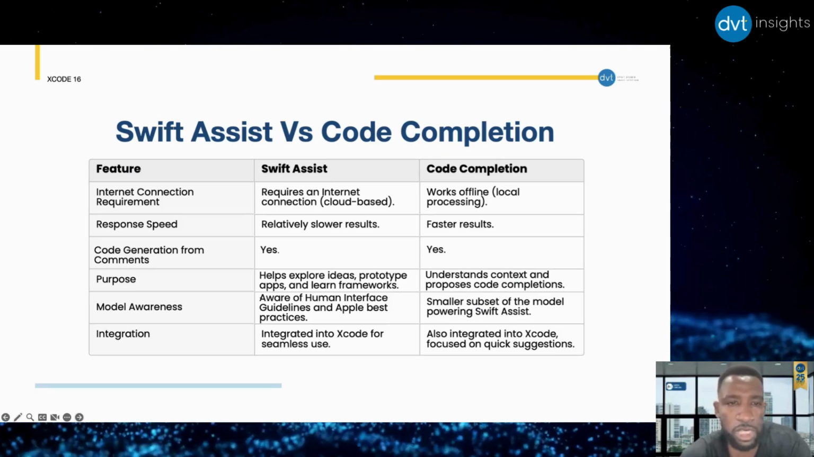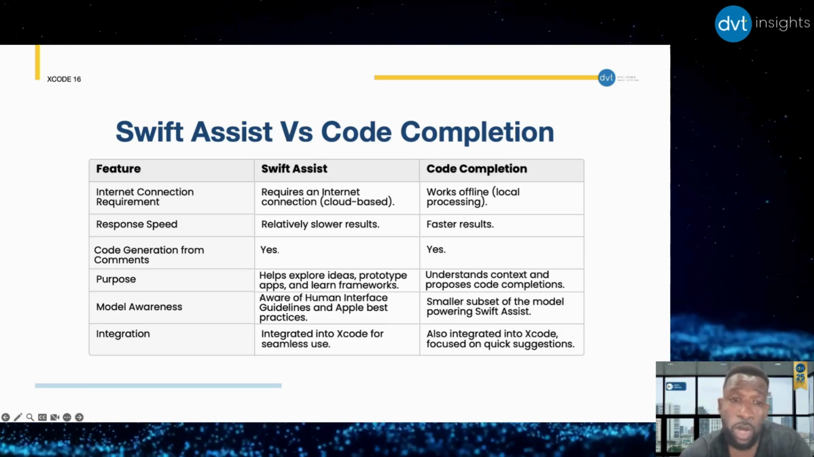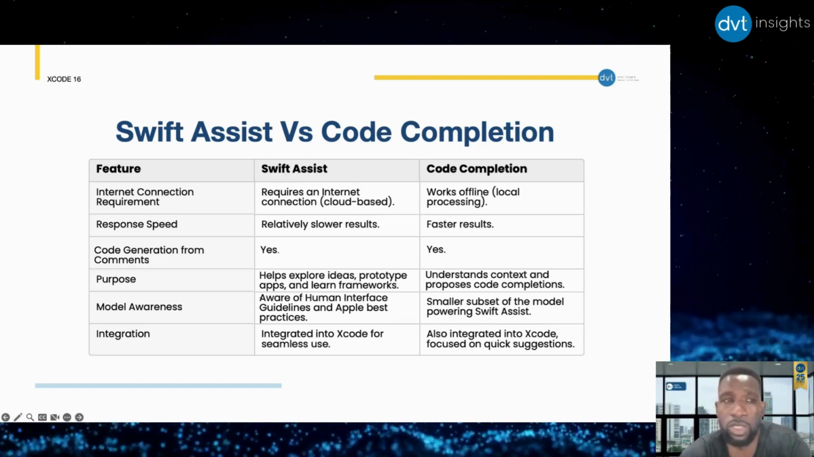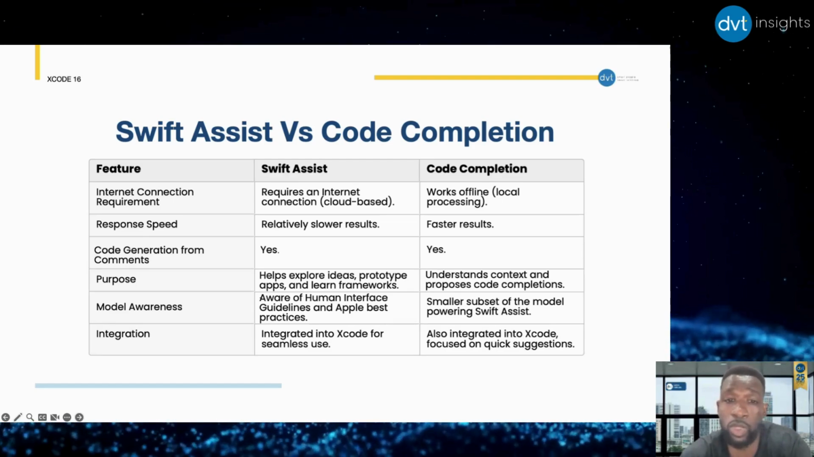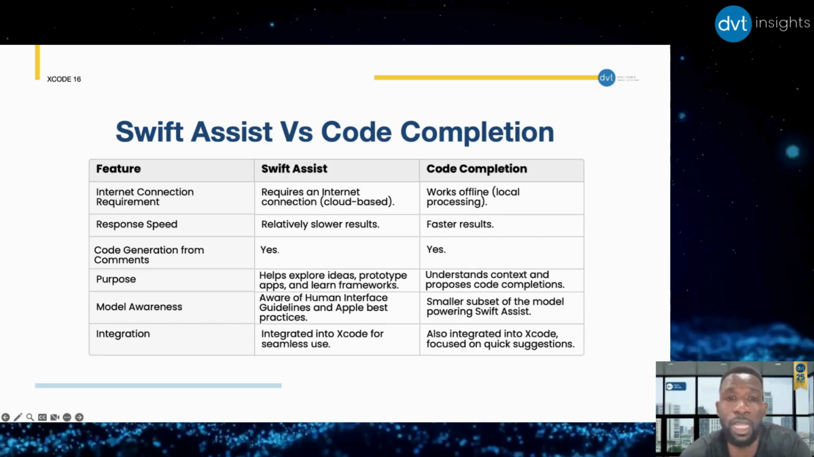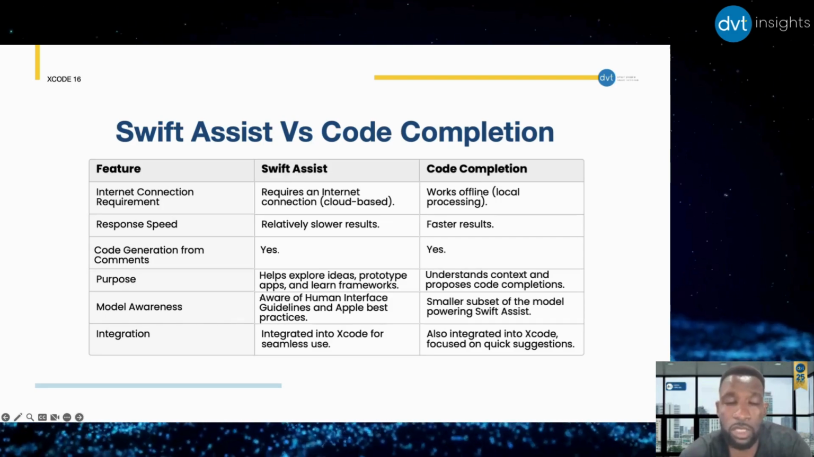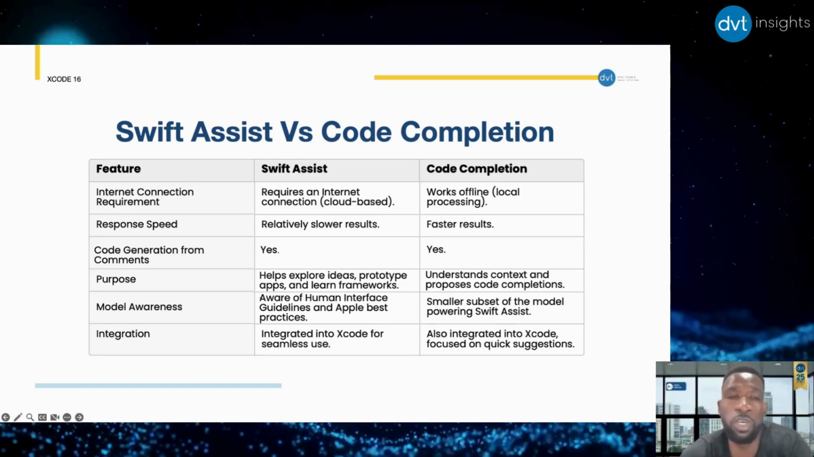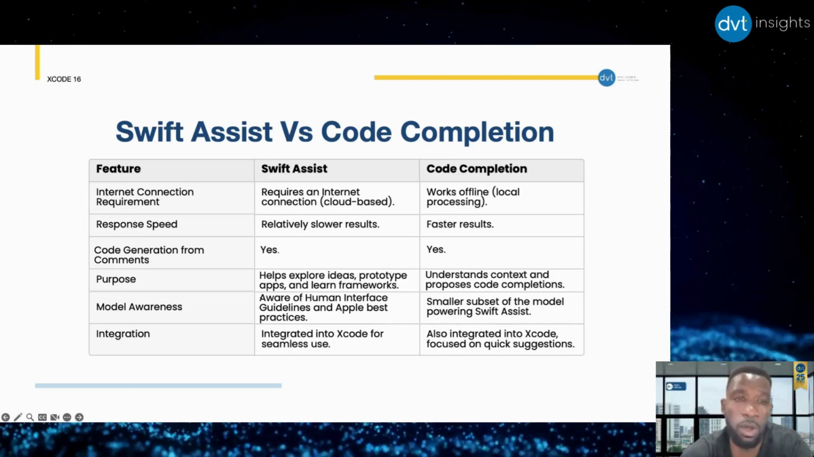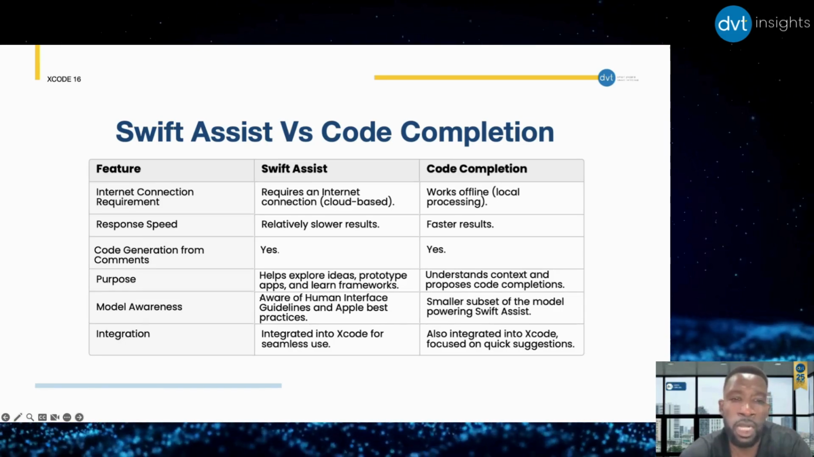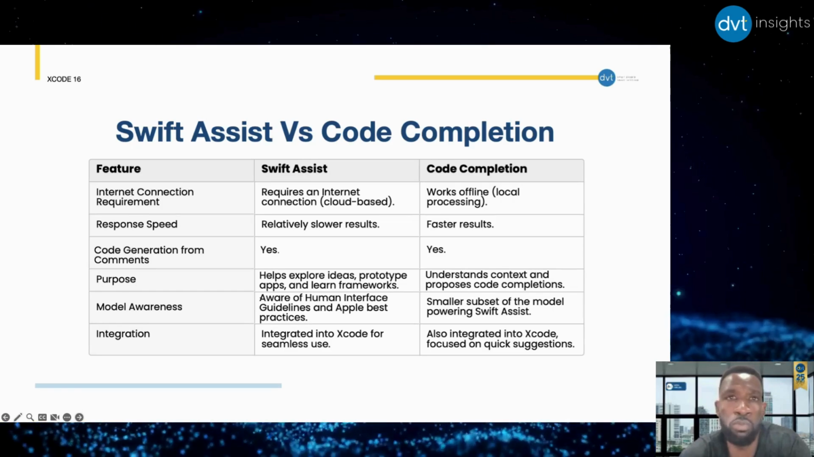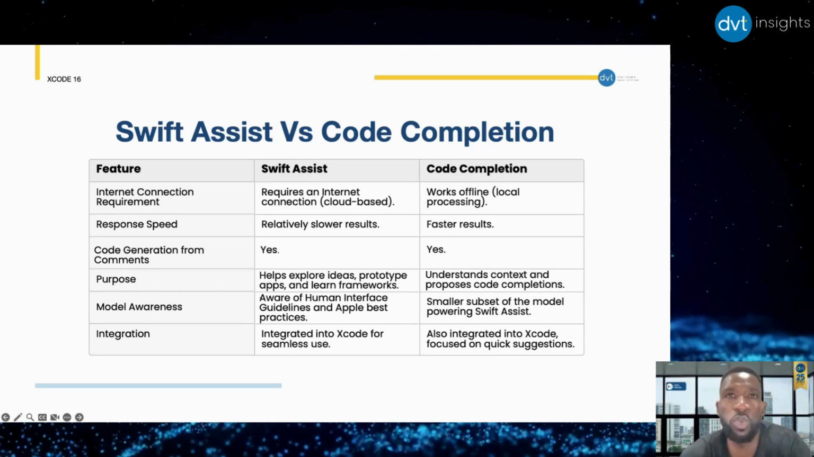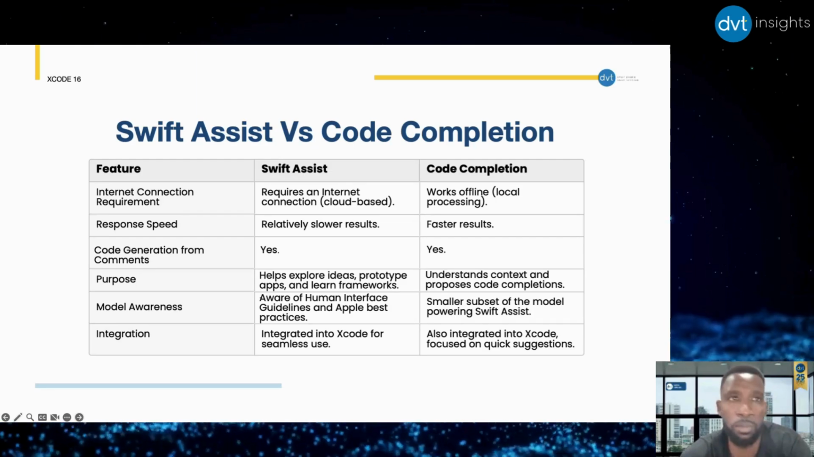So Swift Assist and code completion. Internet is required for Swift Assist because it runs on the cloud, while with code completion you're actually working offline. You get faster results on code completion because it's processed locally, and the latency of the wire takes a long time on your Swift Assist side. They will both help and boost you, but every one of us has to consider which one can be used for the best productivity.